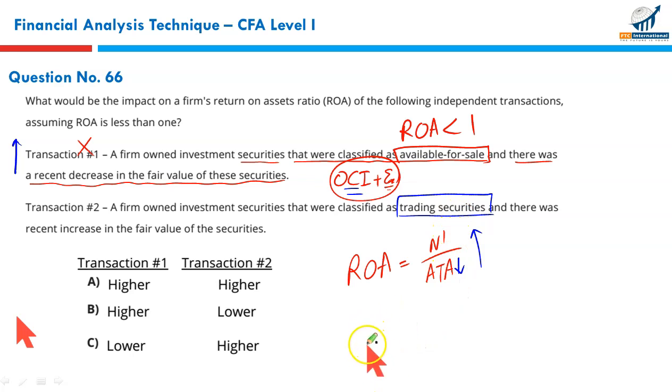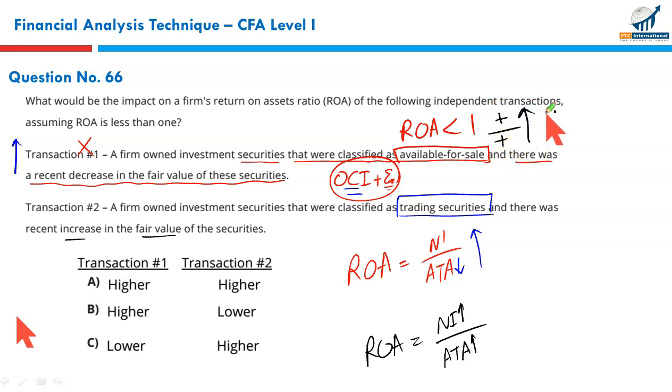Now we have a very interesting situation. Trading securities have increased in fair value, that would increase your net income. At the same time, your trading securities have increased in value, so they are both going up. Apparently you will say that numerator and denominator are increasing by the same amount, there won't be any change. You are wrong. Yesterday we discussed any ratio, current ratio, quick ratio, cash ratio, ROE, ROA, if it is less than 1, any number that is added to the numerator and denominator will cause the ratio to go up. Since the ROA was less than 1, we don't have the numbers.